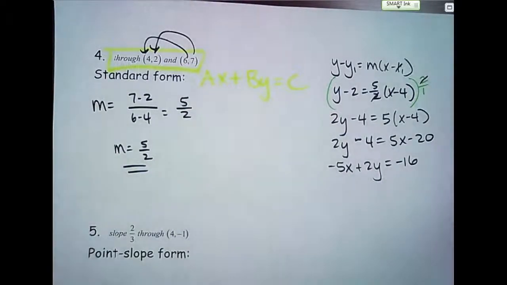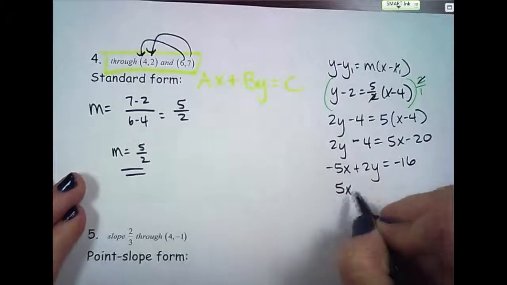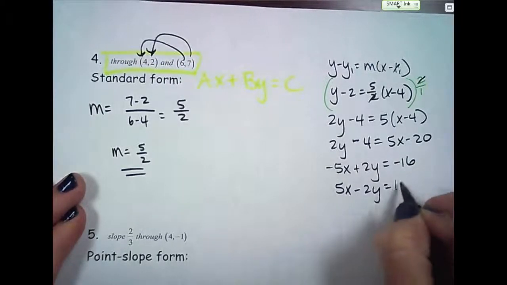Okay, can I box my answer? How come no? What's wrong? Negative. You're right. A can't be negative. So flip it around. You gotta divide everything by a negative 1.